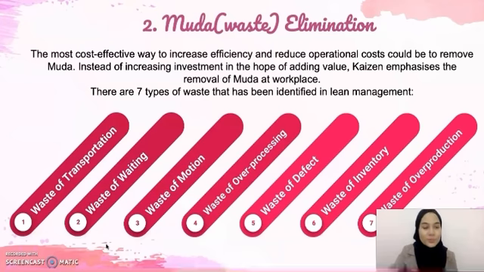Okay, so as you guys know, there are 3 pillars in Kaizen costing. The first one is housekeeping, the second one is Muda or waste elimination, and the third one is standardization. Okay, now we shall look at the Muda or waste elimination.